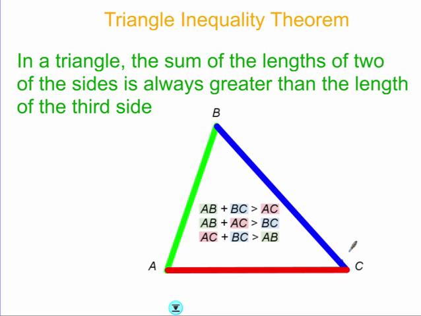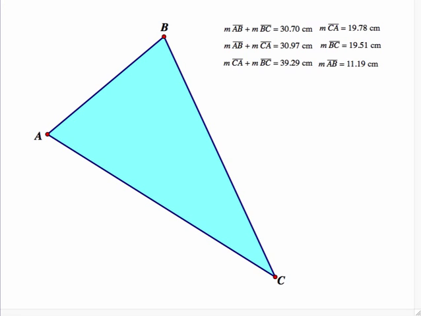So here I've got triangle ABC, and I know that if I took AB and BC and added them together, I would have something that is longer than side AC. Similarly, if I took AB and AC and added them together, I'd have something longer than BC. And if I took AC and BC together, I'd add them together and have something longer than AB. And this is true in every single triangle.